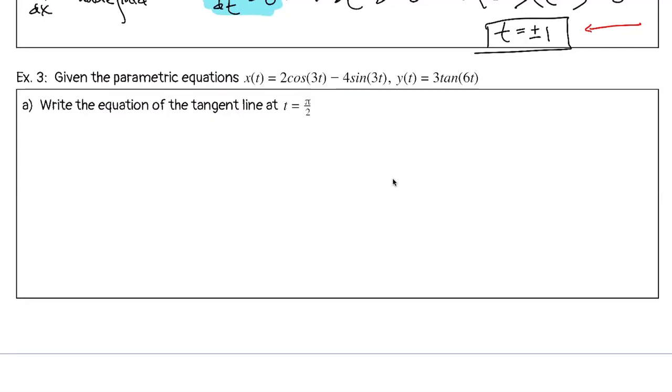So if I want to find the equation of the tangent line, I know that I need to find the slope. And so let's set up finding our slope here. dy/dx is going to equal dy/dt over dx/dt. And so I'll give you a moment to find the derivative of dy/dt and dx/dt.